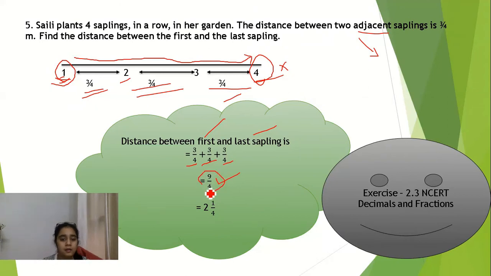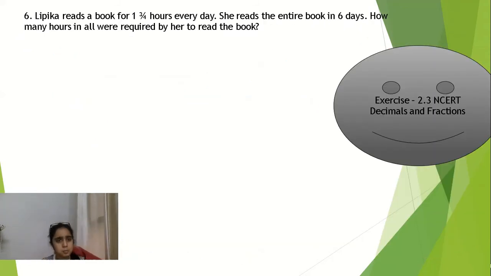We can convert this number into a mixed fraction. If you divide 9 by 4, 4 times 2 is 8 and 1 is remaining. So our answer is 2 1 upon 4 meter. Meter is missing here because they have given the distance in meters, that is 3 upon 4 meter, so in the answer we also have to write meter. It means the distance between the first and the fourth sapling is 2 1 upon 4 meter.